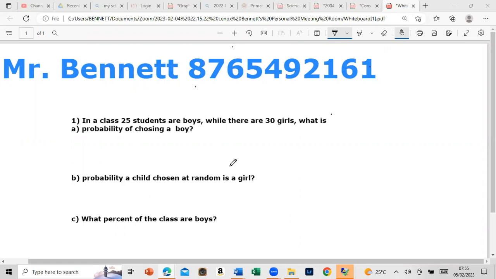All right, so the first one says, in a class of 25 students, there are 25 students who are boys, while there are 30 girls. What is the probability of choosing a boy? So let's get right into it. But first, I want you guys to attempt the question by commenting. What did you guys get for that?